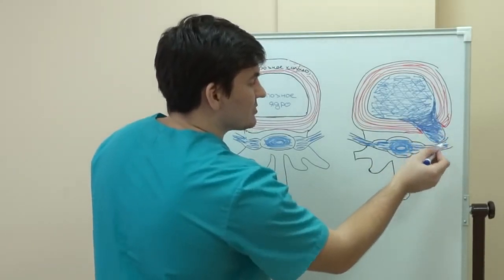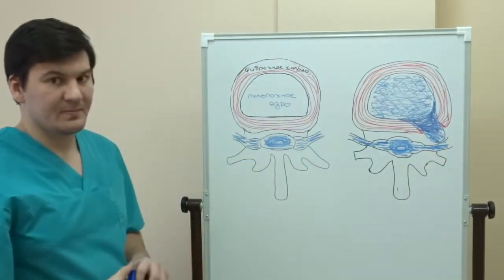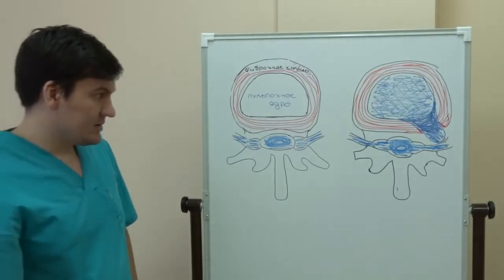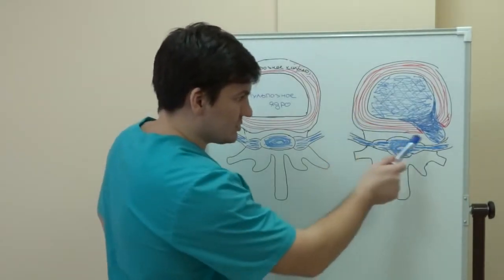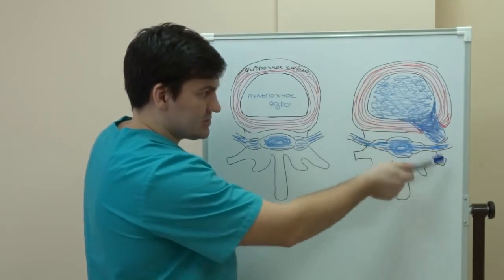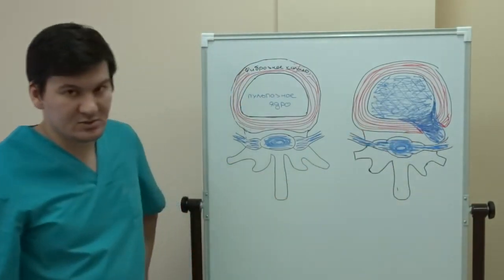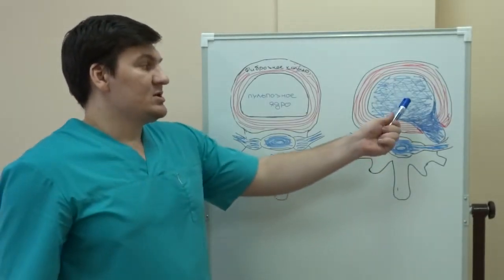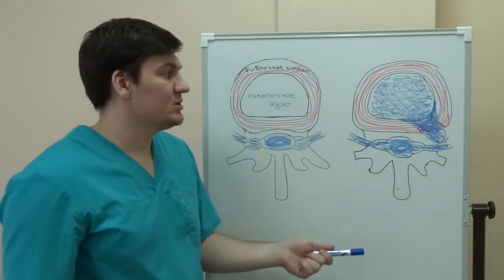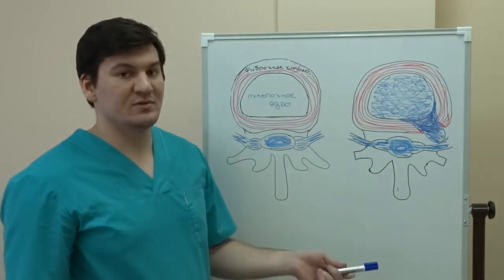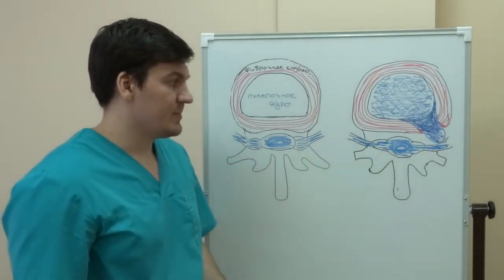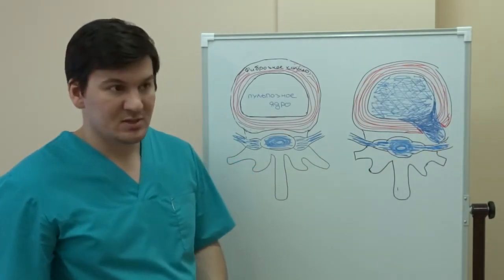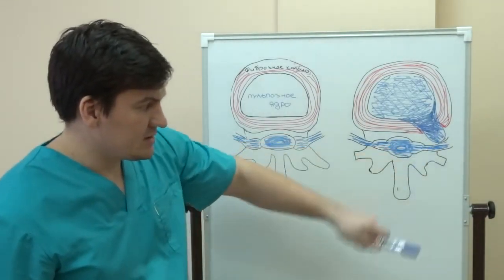In this case, the pressure on the nerve root is greatly increased. And if in the first case the further displacement of the pulposus nucleus was limited by the fibrous ring, then this does not happen here. Here, as much of this pulposus nucleus is extruded, that much comes out. And in this case, neurological symptoms arise because there is a compression of the nerve root.